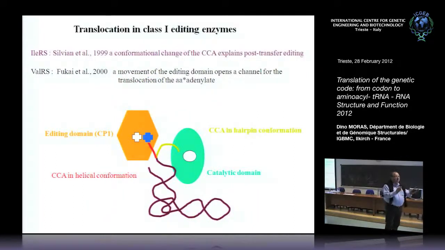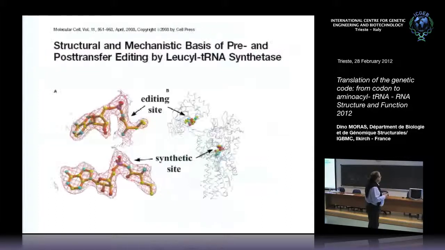Class 1, I showed you an example of a class 2. Now there are other documented examples of class 1. The principles are the same. The stereochemistry is changing, but you see, here again, you have the editing domain, which is different. That's the case which was found in a leucine tRNA synthetase. And you see that there are two domains, the editing site and the synthetic site. But the same thing, you go from here to here. You have the translocation. So you run the reaction, and you check here the proofreading.